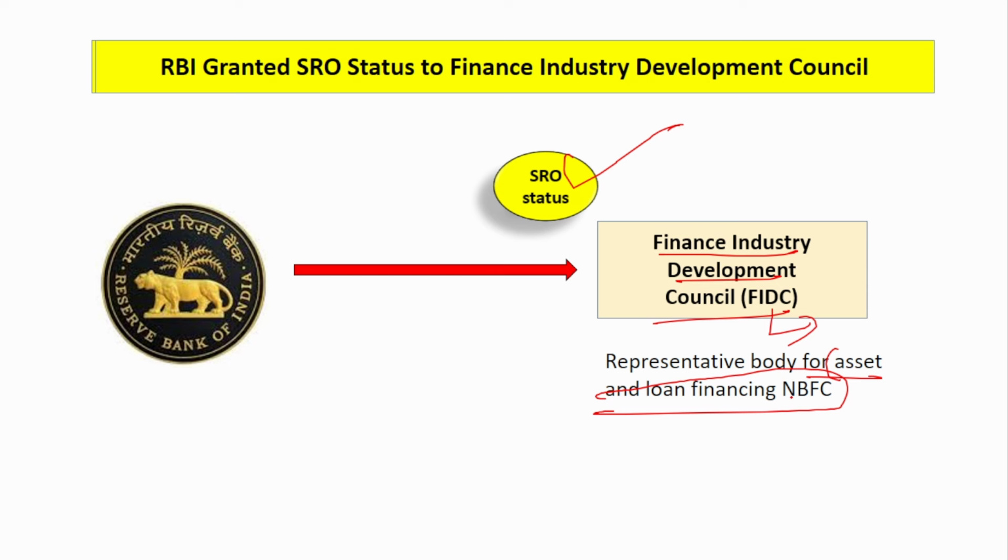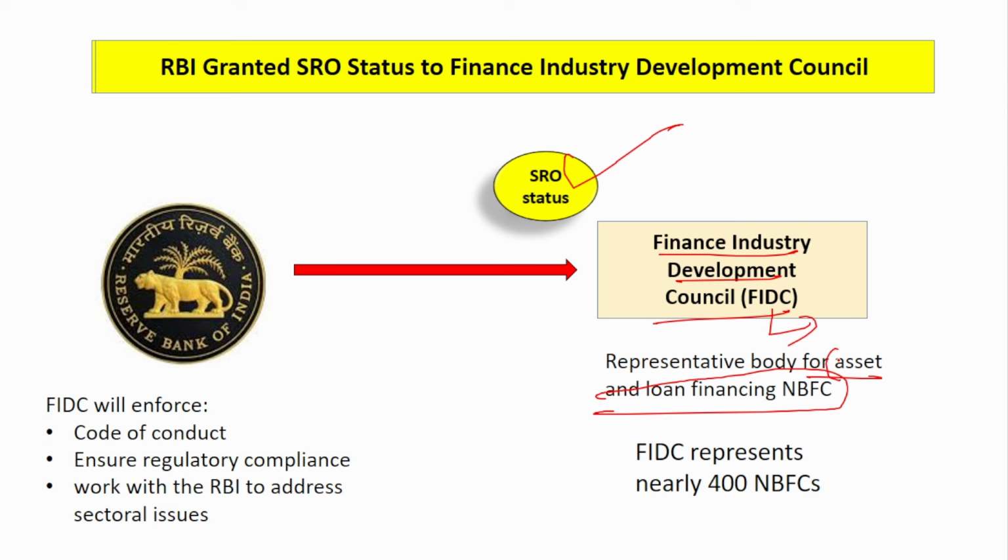Certain NBFCs will provide loans only for shareholders, certain NBFCs only for housing finance, certain NBFCs only for infrastructure. So here, this is the asset and loan financing NBFC. This FIDC is a representative body for these kinds of NBFCs.